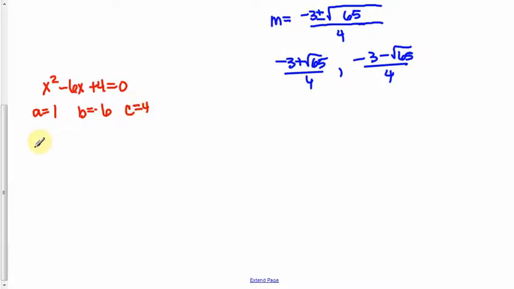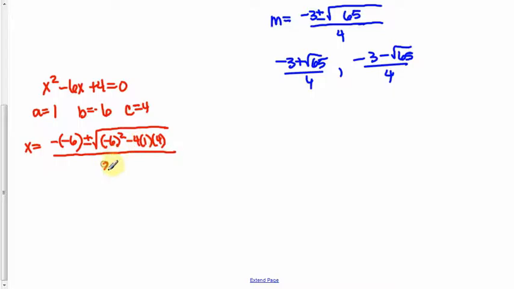So we're going to plug it into the quadratic formula. It's x equals negative b, b is negative 6, so I'm going to use parentheses right there so I don't mess the signs up. Plus or minus the square root of b squared, again using parentheses to show that I'm squaring all of b, the negative and the 6. Minus 4 times a times c, all over 2 times a.